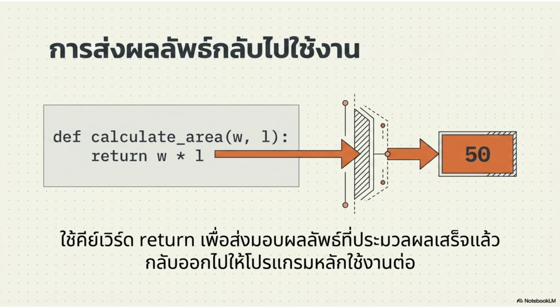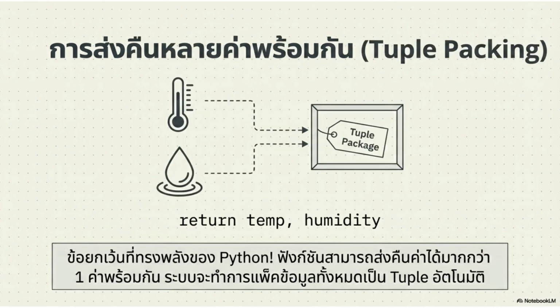To send a result back for further use, we use the return keyword. This hands over the processed output back to the main program flow. The power of Python allows a function to return multiple values simultaneously. It automatically packages all returned values into a single tuple data structure, a process known as tuple packing.